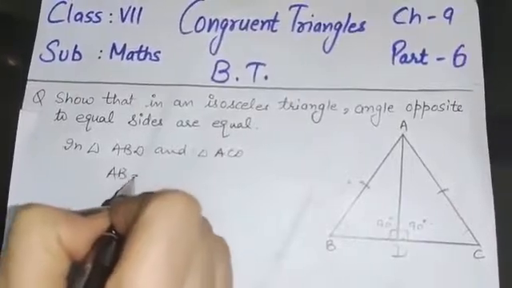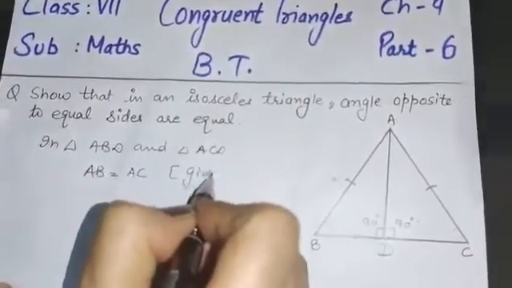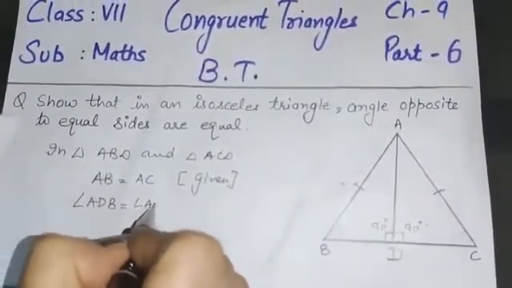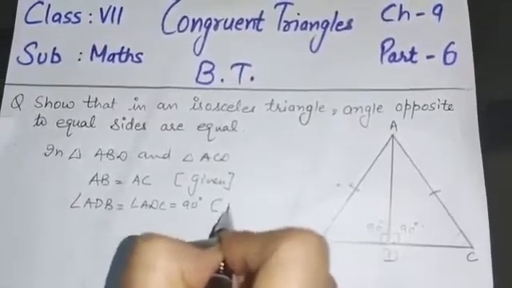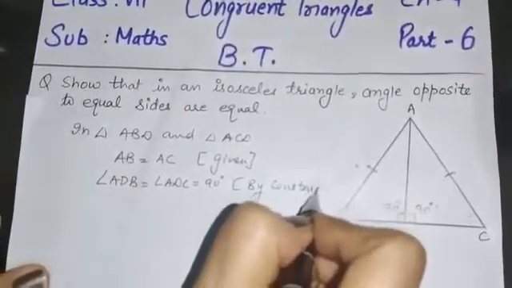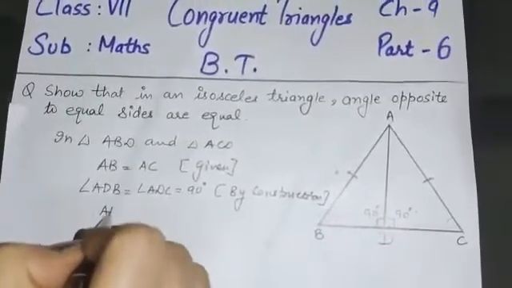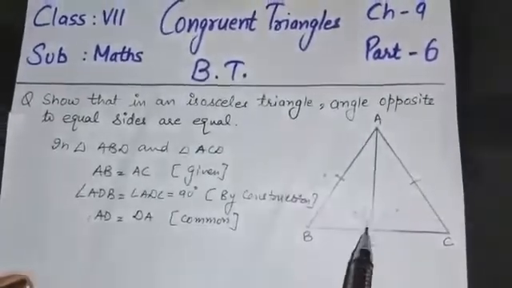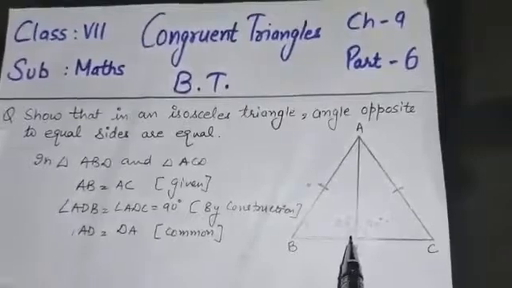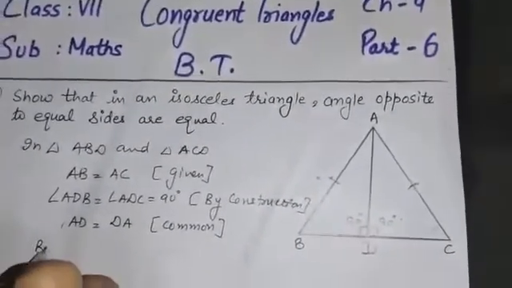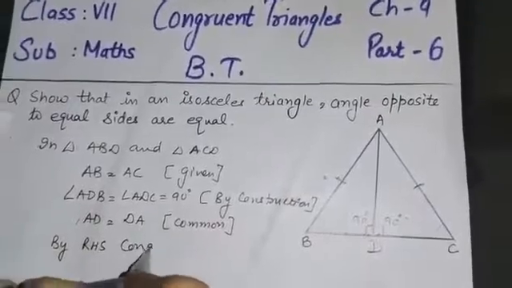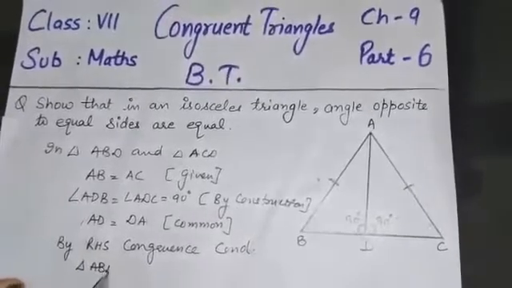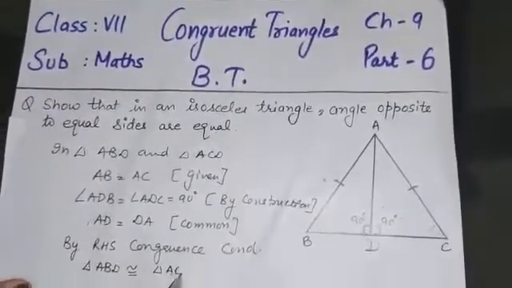So AB is equal to AC, that is given. Next, angle ADB is equal to angle ADC, 90 degrees by construction. And the third side, AD is equal to DA. Now we have taken the hypotenuse, the side opposite to the 90-degree angle, one side and this right angle to prove these two triangles congruent. So by RHS congruence condition, these two triangles are congruent. Triangle ABD is congruent to triangle ACD.